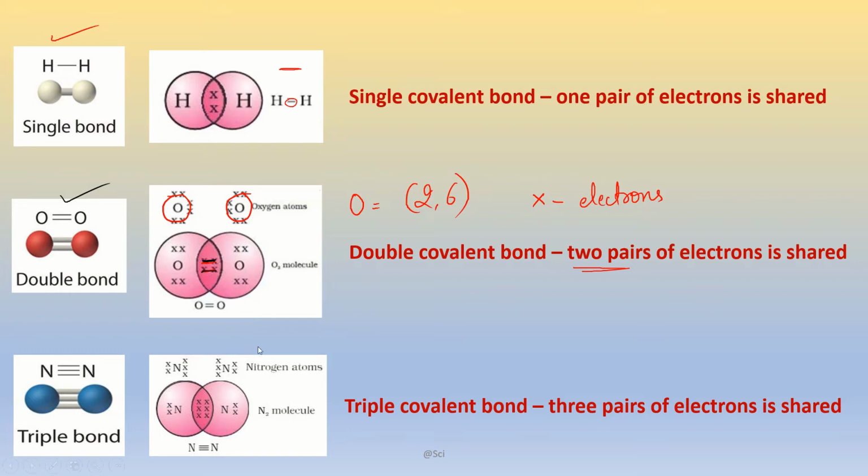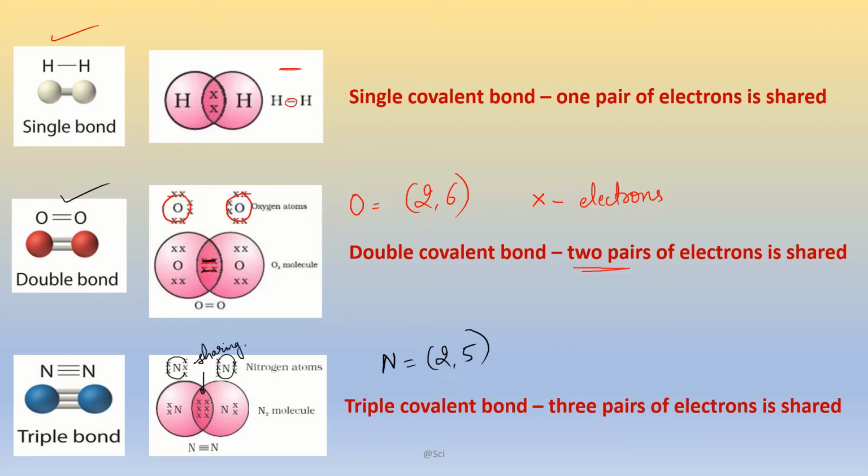Triple covalent bond, three pairs of electrons are shared. Nitrogen, nitrogen atoms, they combine, they form a covalent bond. The electronic configuration of nitrogen is 2 and 5. It requires three more electrons to complete the octet. If you look at the diagram here, these are the outermost shells of both the nitrogen atoms, and there are five electrons here in this common area. This common area indicates sharing.